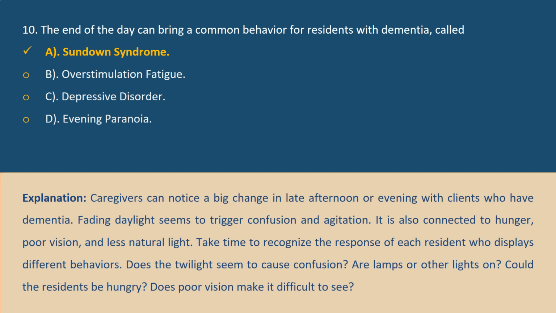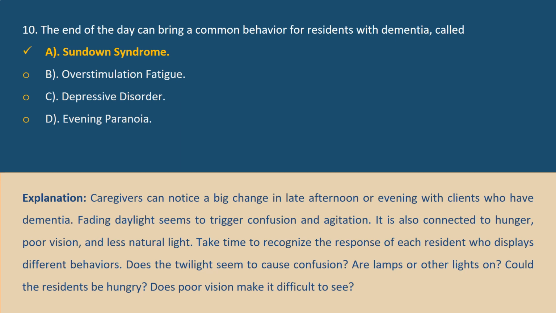Answer A. Sundown syndrome. Explanation. Caregivers can notice a big change in late afternoon or evening with clients who have dementia. Fading daylight seems to trigger confusion and agitation. It is also connected to hunger, poor vision, and less natural light.